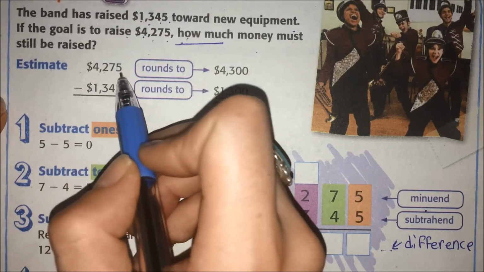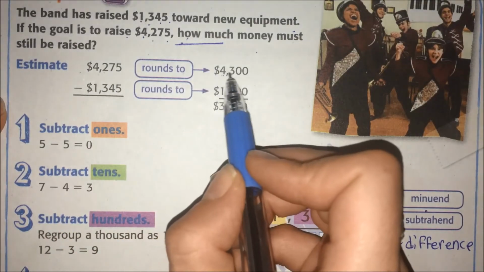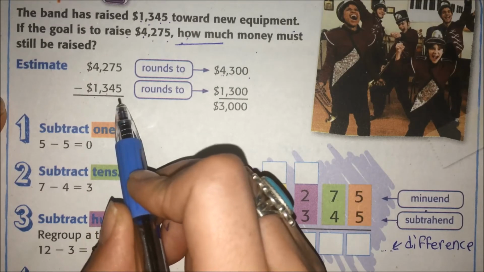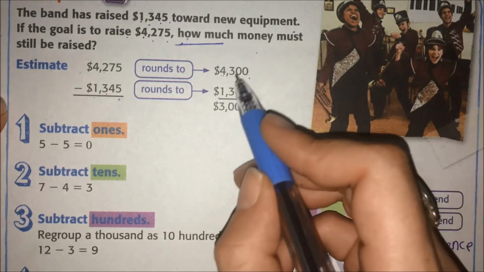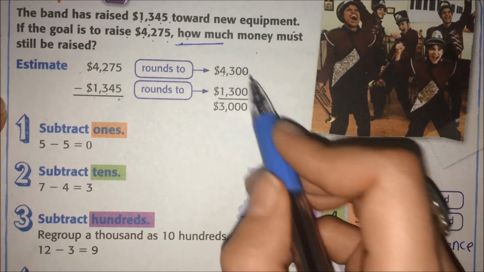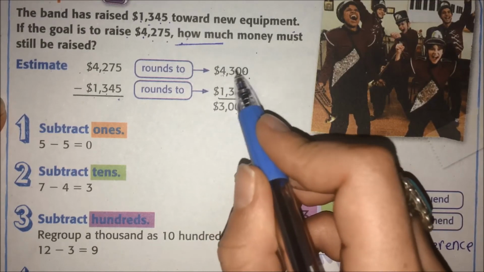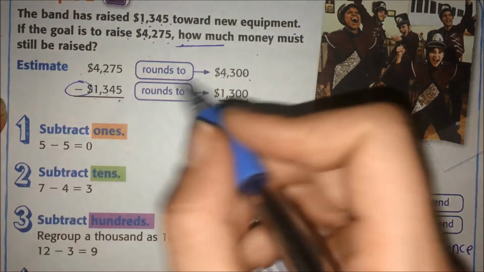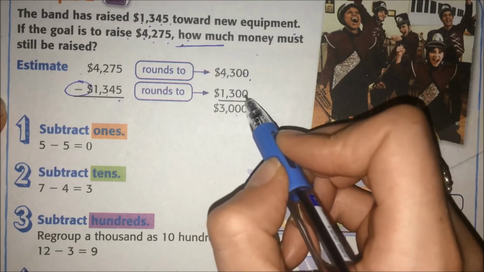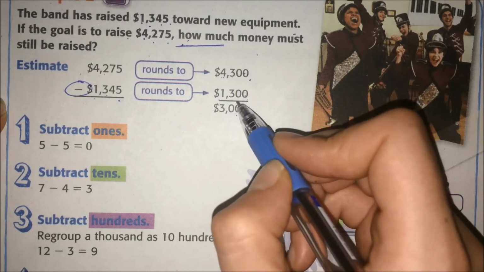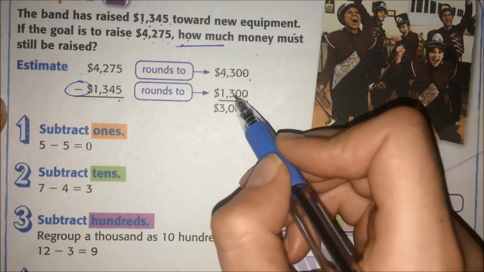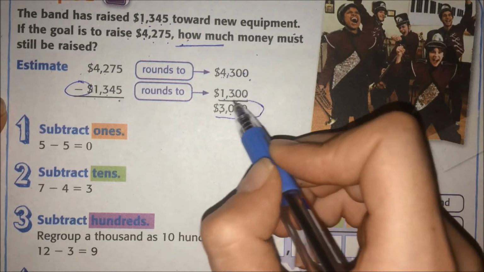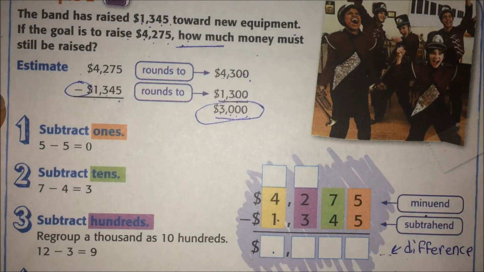So 4,275 rounds to 4,300, and 1,345 rounds to 1,300. So let's just add those. Oops, no, we're subtracting. My bad. Gotta pay attention. 0 minus 0 equals 0. 0 minus 0 equals 0. 3 minus 3 equals 0. 4 minus 1 equals 3. So our answer should be close to 3,000.